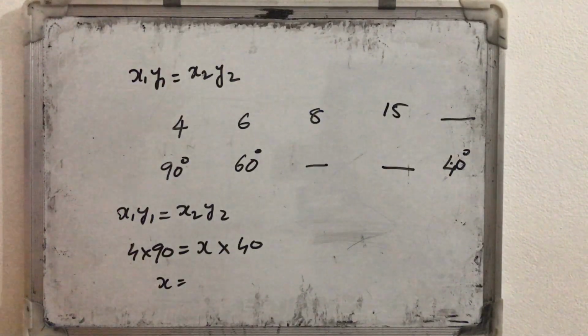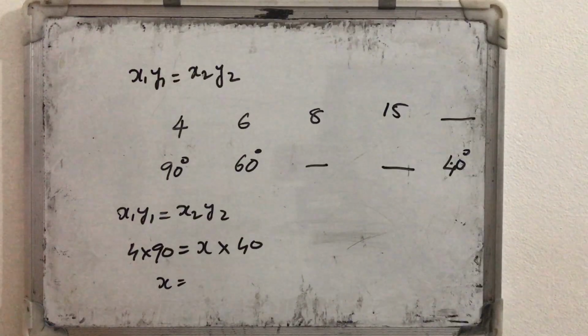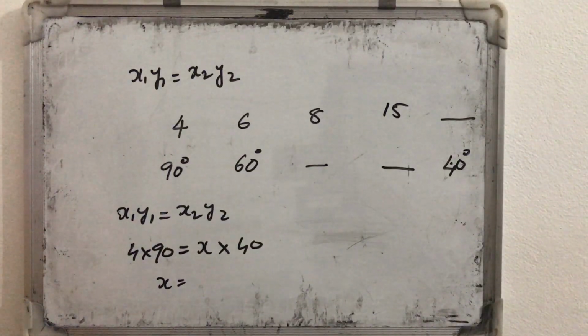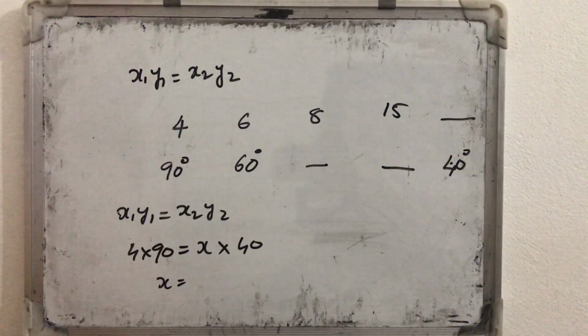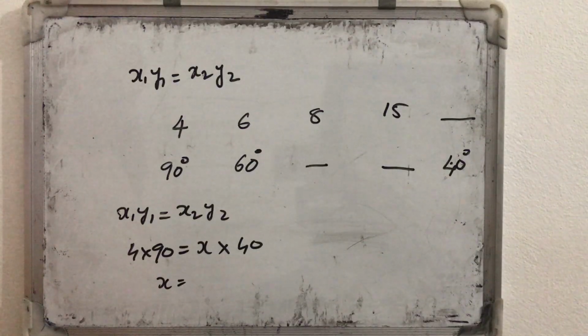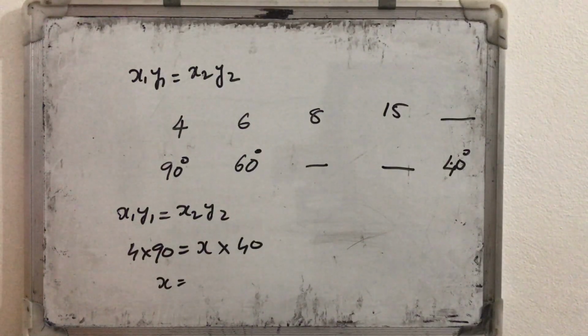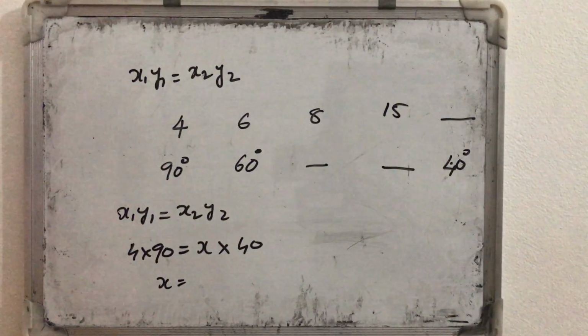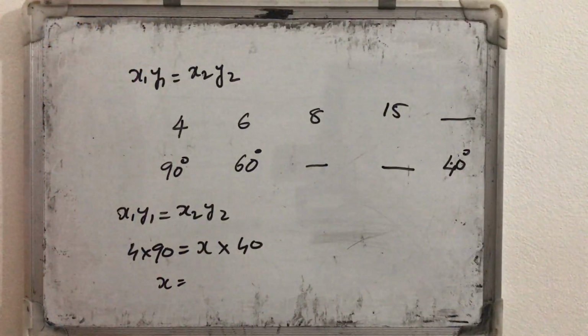Okay. Next question. Fourth question, listen. If a box of sweets is divided among 24 children, they will get 5 sweets each. How many would each get if the number of children is reduced by 4? Okay, listen to the question very well.